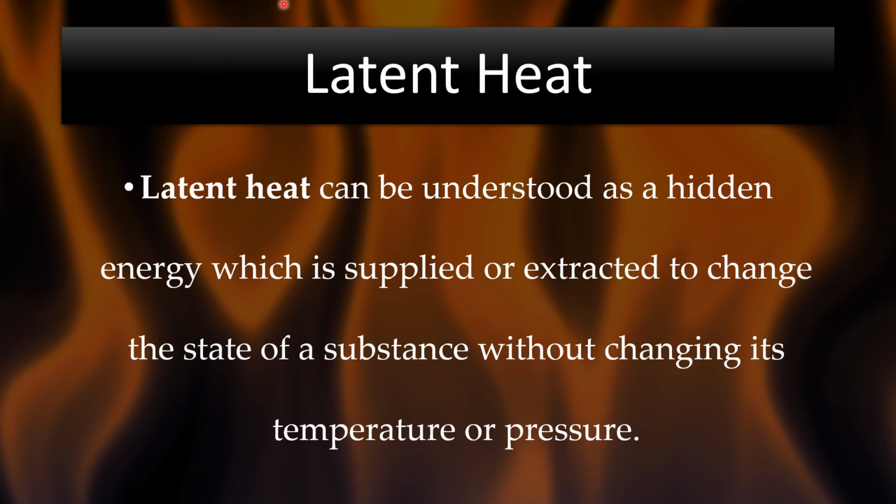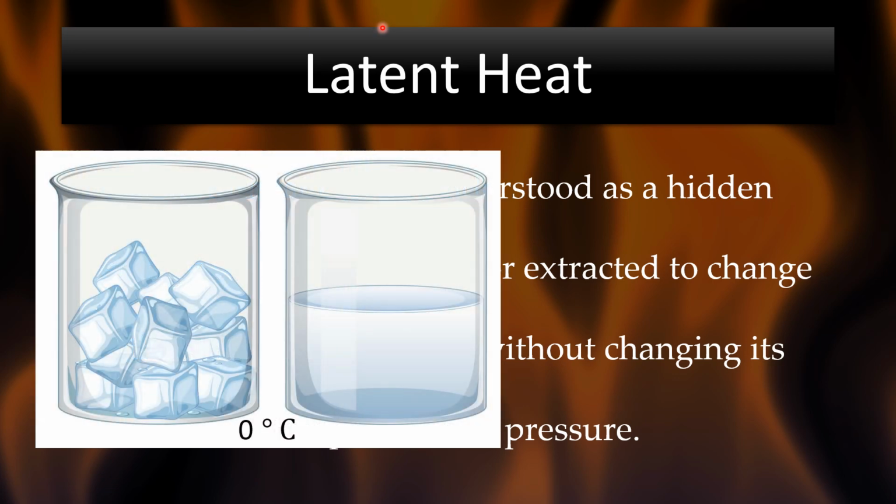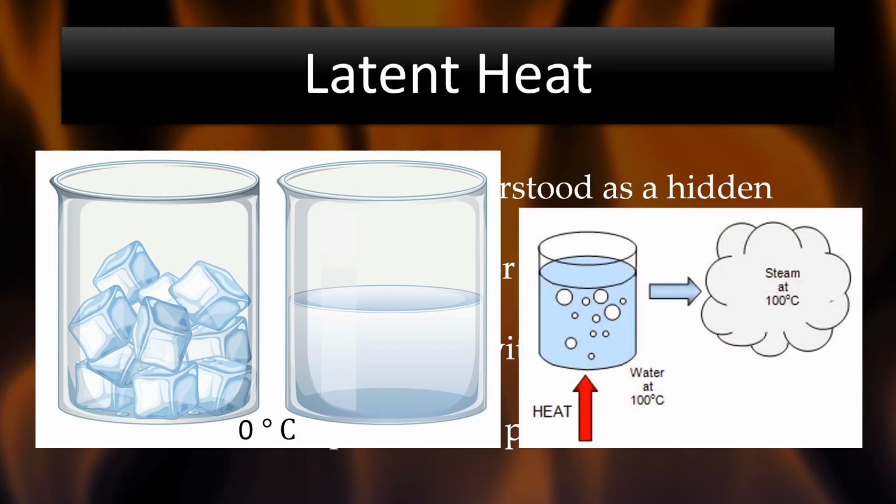Let's look at latent heat. Latent heat can be understood as a hidden energy which is supplied or extracted to change the state of a substance without changing its temperature or pressure. Here we have ice that is melting into water. The temperature of the ice and water is both 0 degrees Celsius. Even if the temperature is same, there is some heat energy given to the ice to change its state from solid to liquid. This is the latent heat. Latent heat plays a role in boiling as well, as you can see right over here.